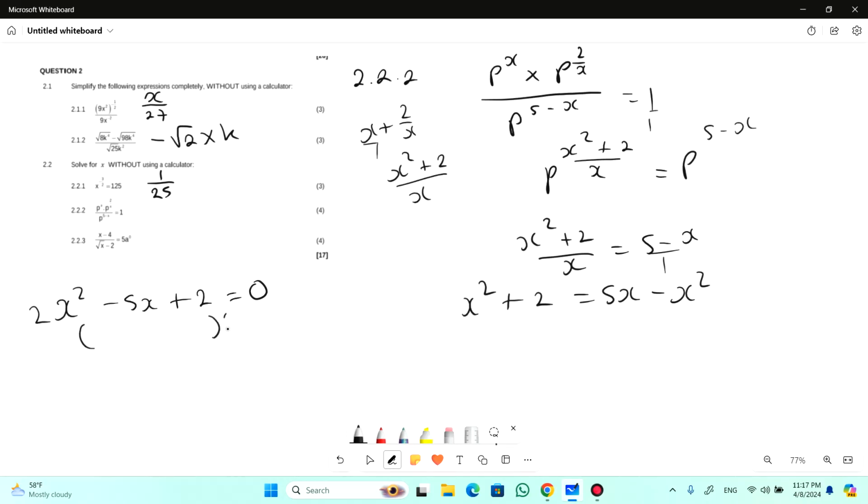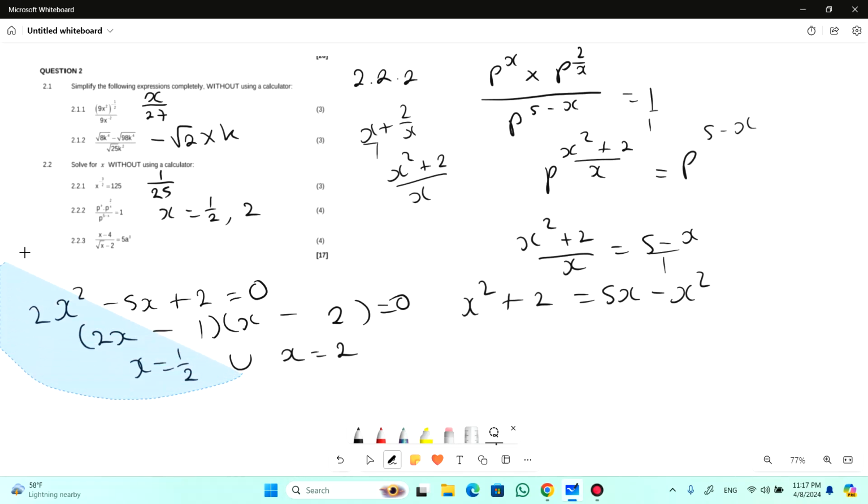So let us factorize. So I have 2, 1. You can use the quadratic formula if you have a negative 5 there, so I can get, therefore x should be a half, or x should be 2. Okay, so you have x being equal to a half, or x being equal to 2.